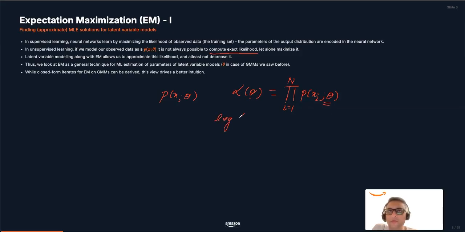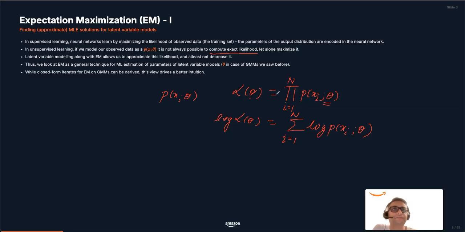We usually work with log likelihood. So you'll have log of L of theta, and this whole thing becomes a summation because of the log. Now you can see you have this entire quantity, and if P of x_i given theta is complicated, it may not be possible to compute this. It may also not be possible to maximize it. In case of Gaussian mixture models, for example, we may be able to compute it, but maximization is a different deal.